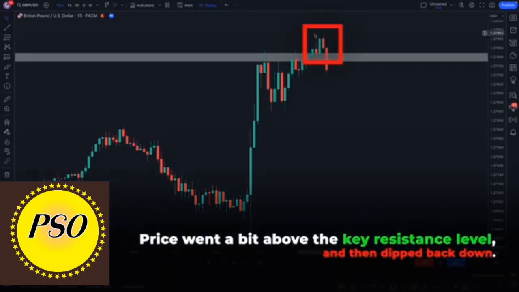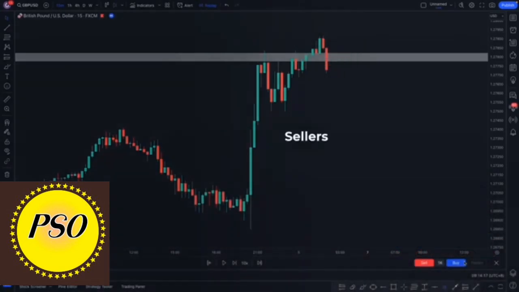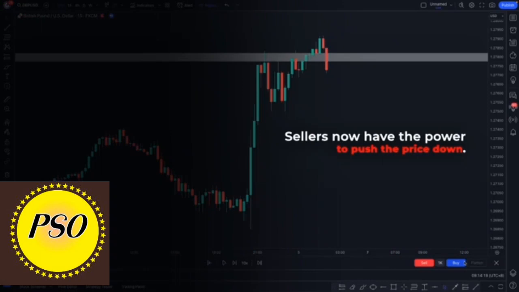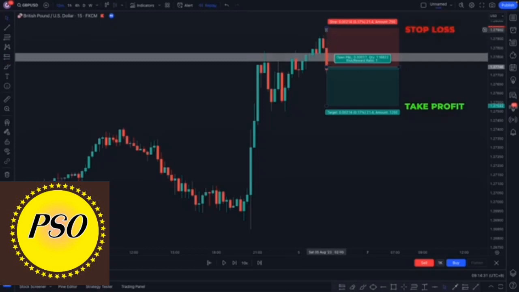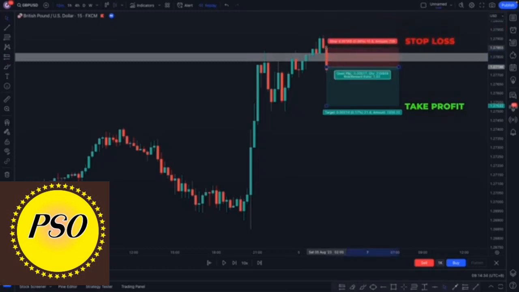Price poked its head above the key resistance level, and then it went back down. So now the sellers have the power to push the price all the way down, right? Giving us huge momentum, a huge amount of liquidity. So over here, that's what we're going to do. We're going to enter for a sell. Enter for a sell here, and I'm going to be placing my stop loss above this key level that we have right here.